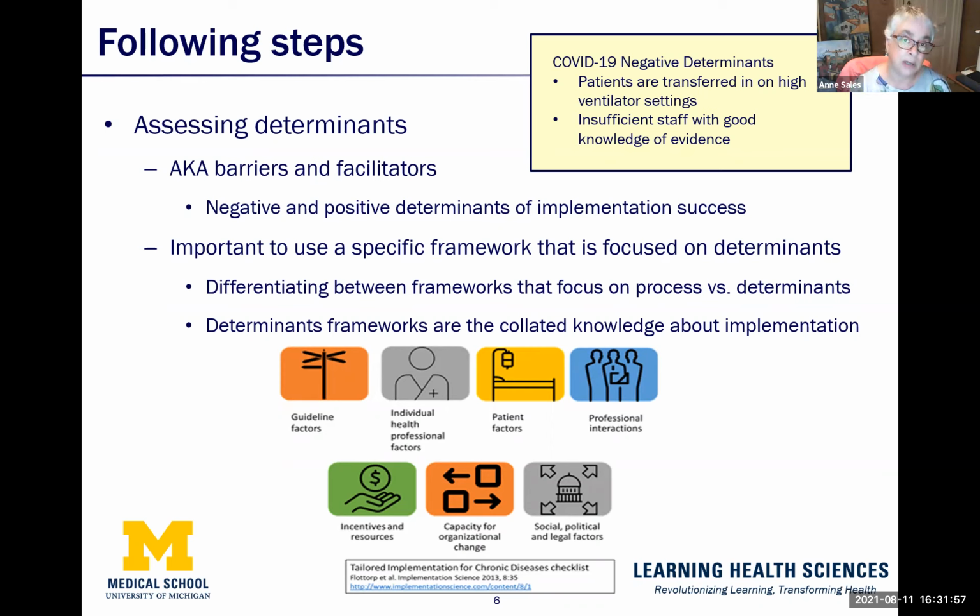The other piece to think about here is organizational constraints. I just want to note that there are many different domains within the TICD, the Tailored Implementation for Chronic Diseases Checklist. And several of those are at a level beyond the individual healthcare provider, the individual patient. They're about the teams and networks, the interactions among professionals, the incentives and resources that are used, and the capacity for organizational change. Clearly, we focus on the organizational level and on understanding how it either enables or constrains individuals from changing their behavior and taking the action that they may well know and understand they need to take.